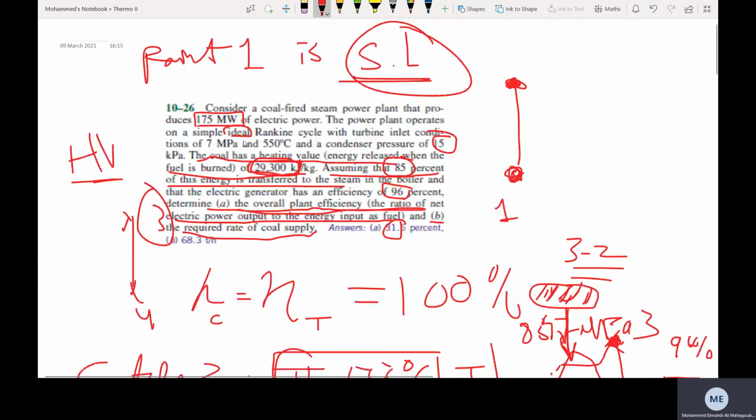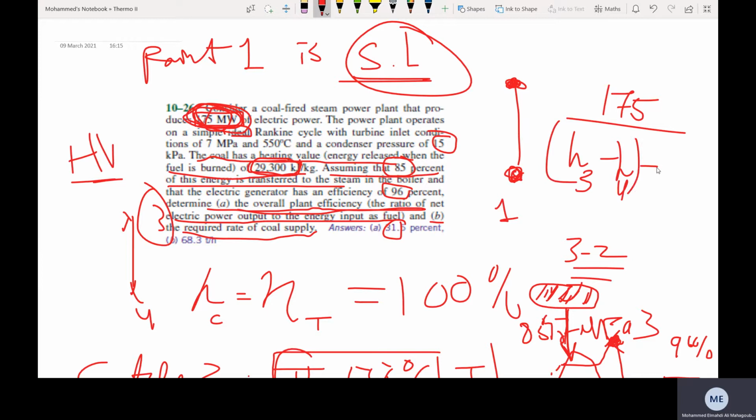So here in this question, what I have is 175 megawatts, the net electric power that was produced. So what should I do? 175, which is the net power produced, divided by H3 minus H4 minus H2 minus H1. This is the compressor work, this is the turbine work, to get the specific net work input, and then divided by this one, which is the power produced. So I will get m dot in this ratio.